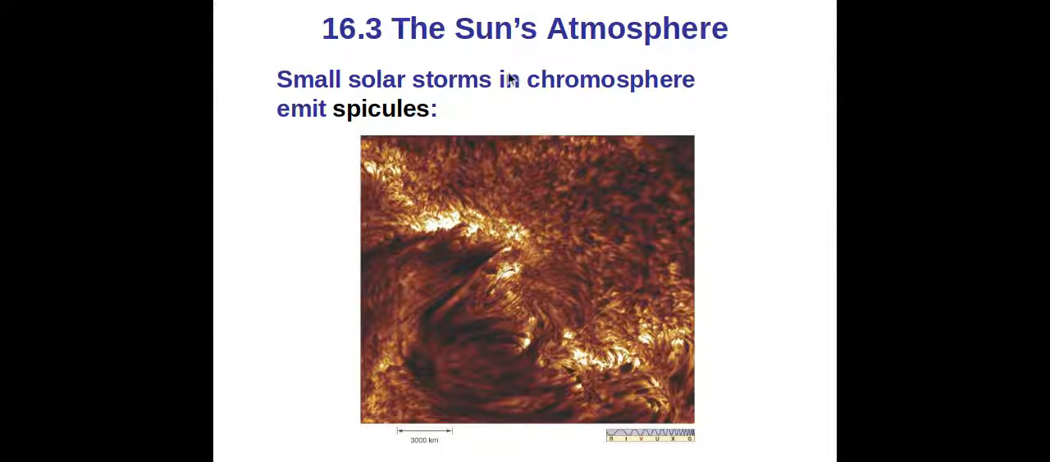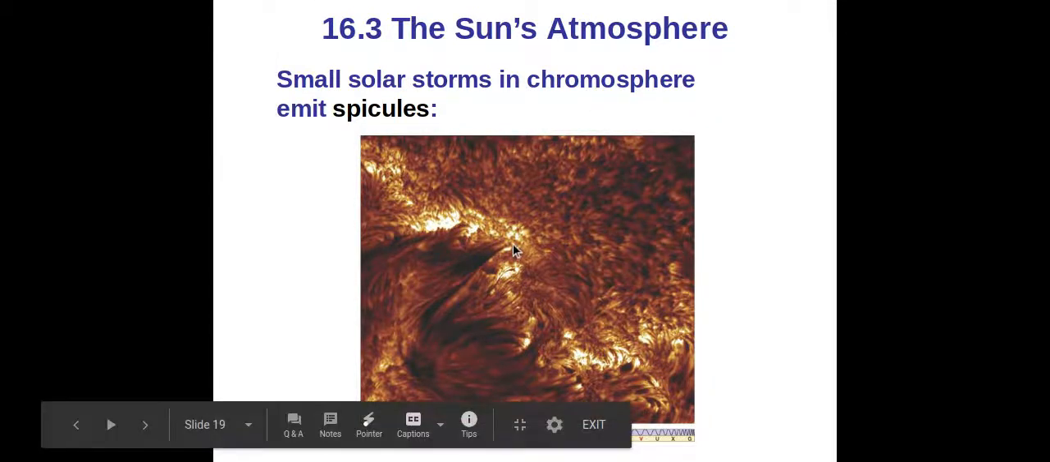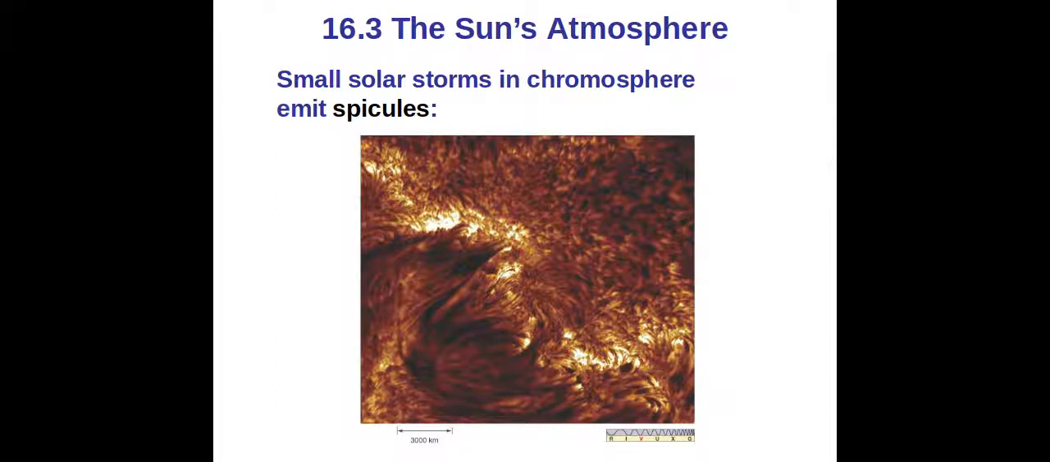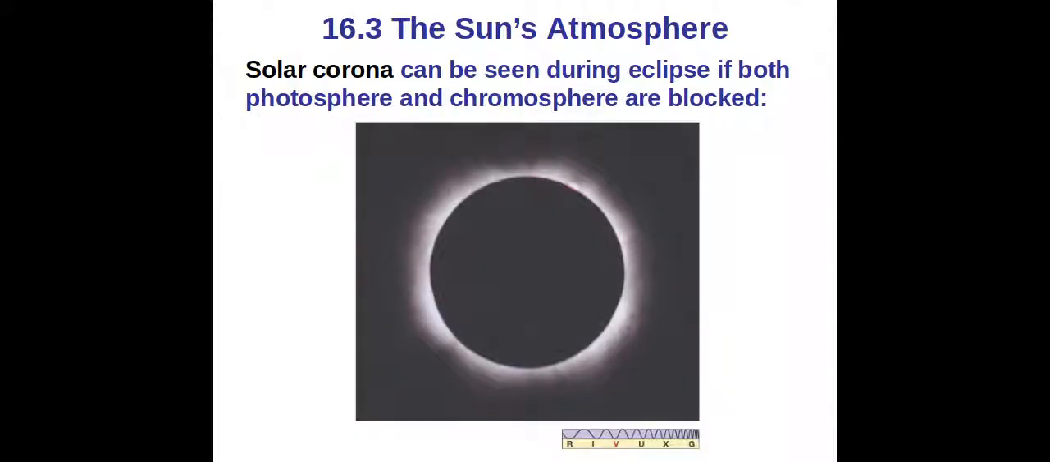Small solar storms in the chromosphere emit what we call spicules. That's what these things are called. And these spicules will end up forming loops. We'll talk more about them in a second. And the solar corona can be seen during an eclipse if both the photosphere and the chromosphere are blocked.